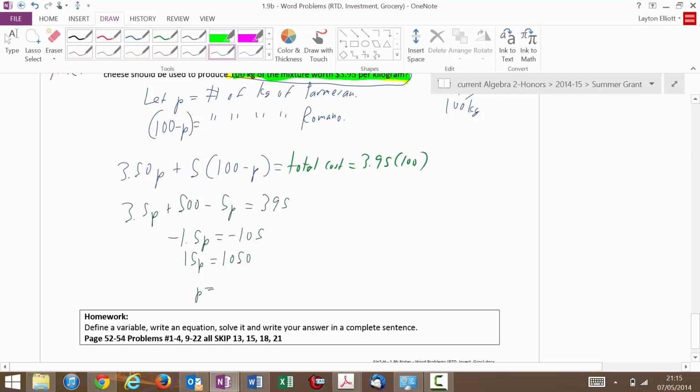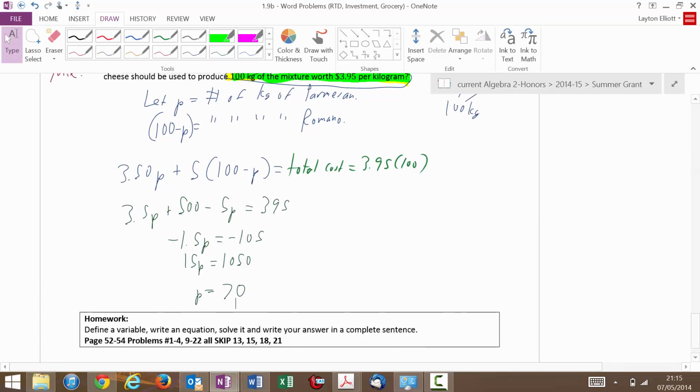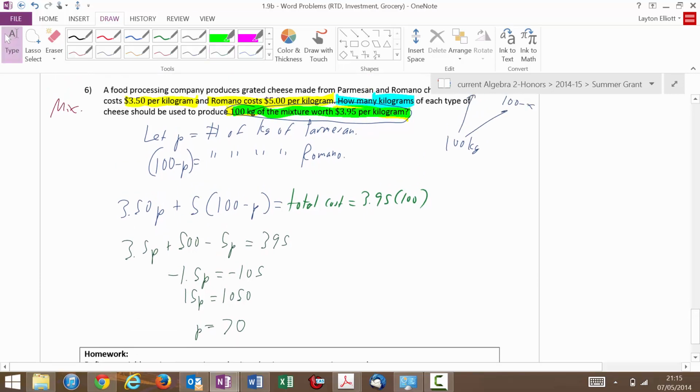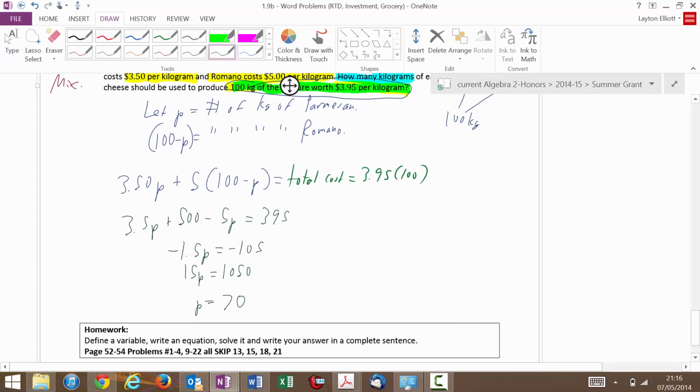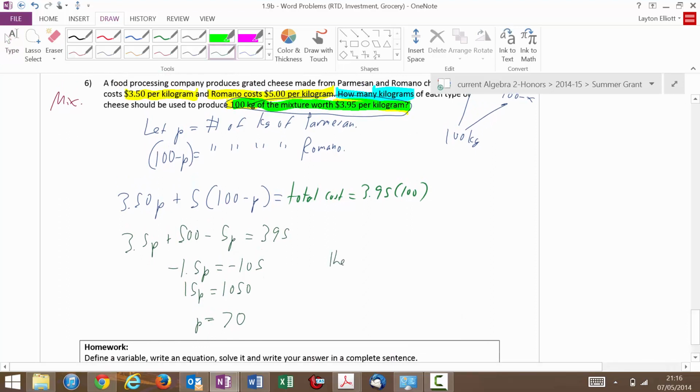I like that better. And then I'm going to go ahead and divide. P is equal to 105 divided by 15 is going to be 7. Yep. So that's going to be 7. And then that goes into it 0 times. So 70. So P is 70. That works. And it says how many kilograms of each type should he use. So they should use 70 kilograms of Parmesan and 30 kilograms of Romano.